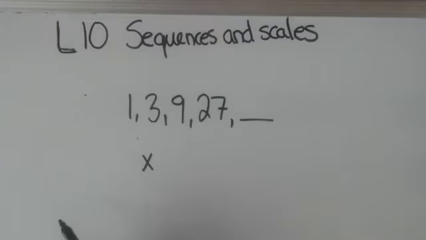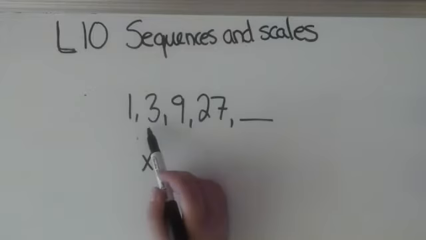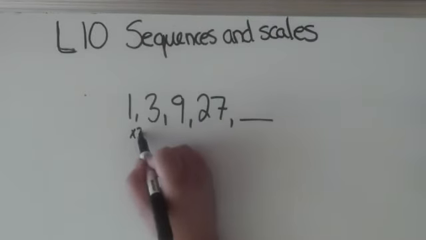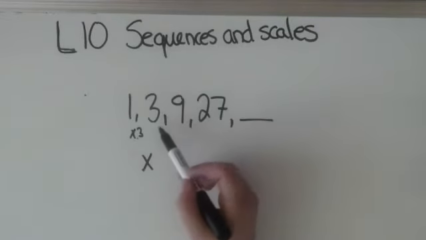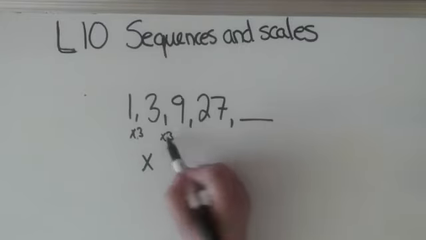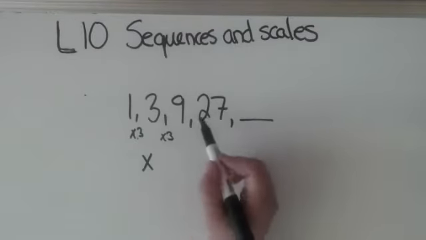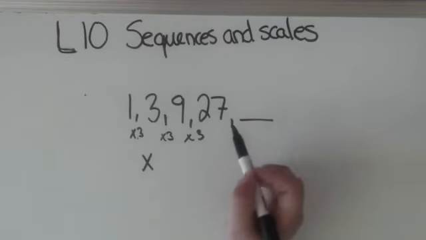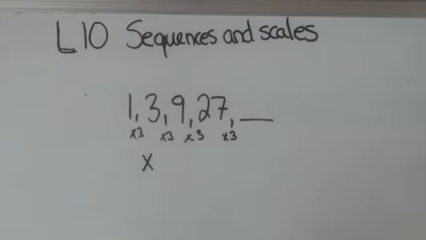Well, let's check our times tables. 1 to 3, you times 1 by 3 to get 3. So this would be multiplied by 3. Then you times 3 by 3 to get 9. We're going to have a pattern. Times 9 by 3 to get 27, which means we're timesing 27 by 3. So our rule is multiply by 3, or multiply the previous term by 3.